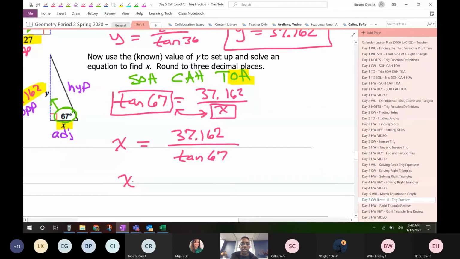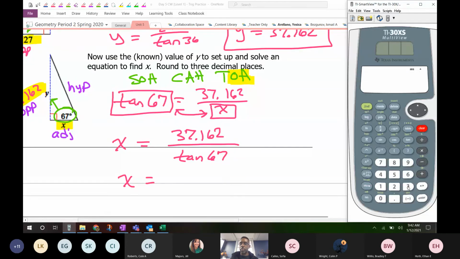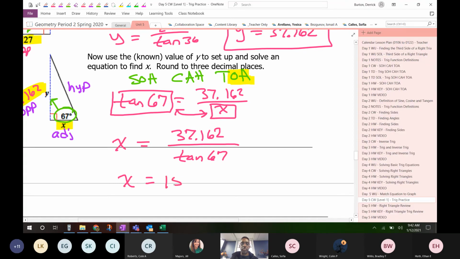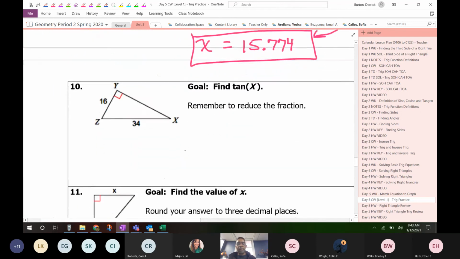Okay, x equals. So this is just a calculator issue. 37.162 over tangent 67. So that's 15.774. And so that is the answer. Okay, what else do we have?